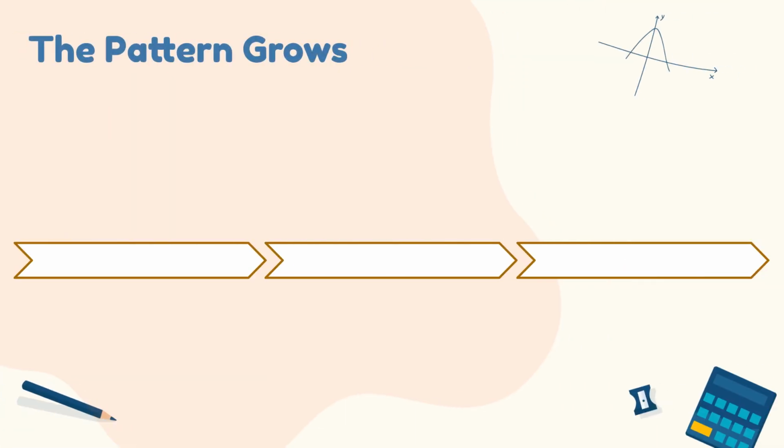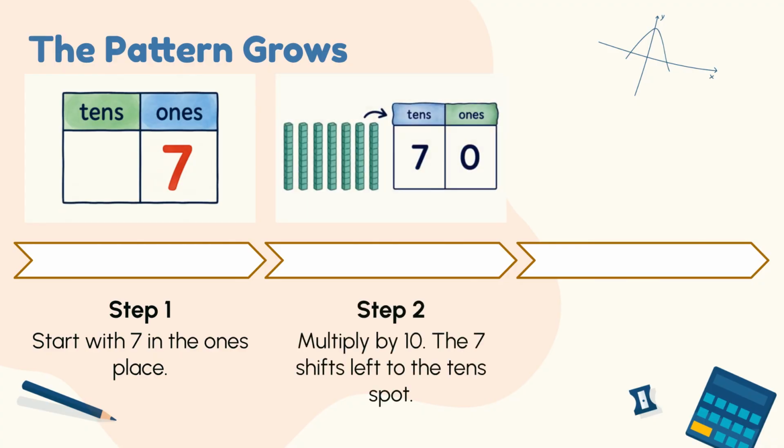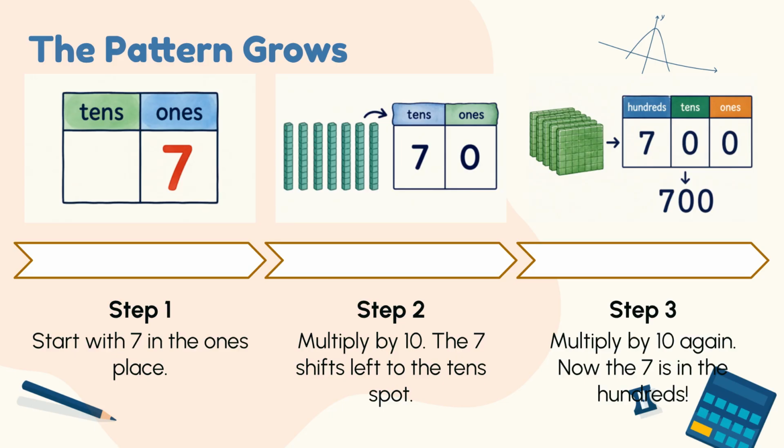The pattern continues to grow, starting with 7 in the ones place. Multiplying by 10 shifts the 7 left to the tens spot. Multiply by 10 again, and now the 7 is in the hundreds, becoming 700.